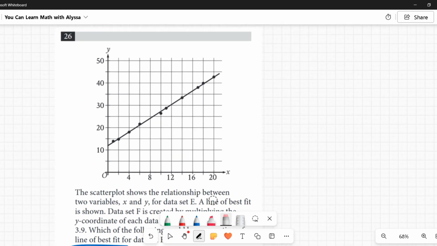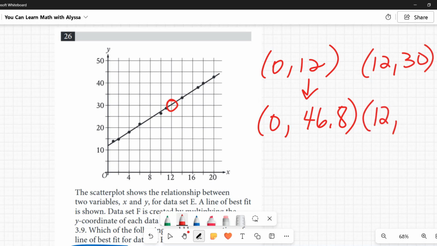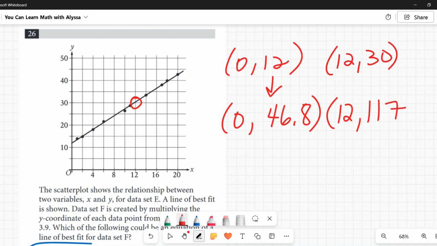All right, so I'm going to start with that same point, (0, 12). When we multiplied this by 3.9, we got (0, 46.8). And there's another point here. Even though these aren't exact, that one's pretty close to being on the line, close enough for our work. So it's (12, 30), which means my new point will be (12, 117).